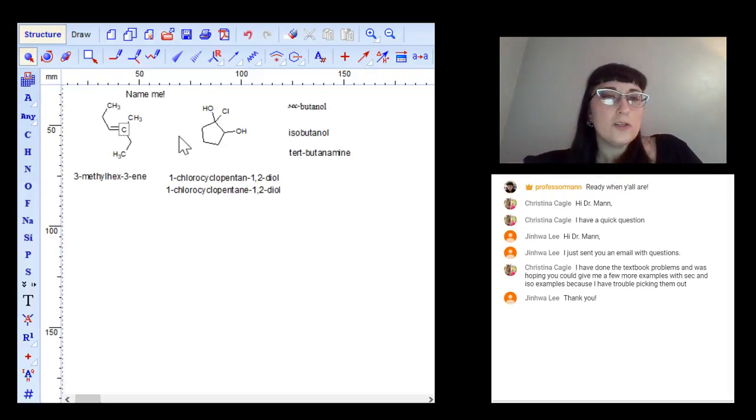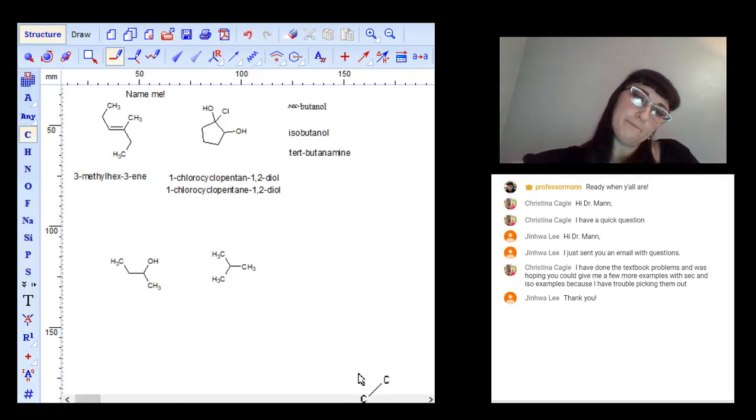Okay. So if we wanted to do sec-butanol, that is a regular butane that has a substitution on one of the second carbons, the secondary carbons. So that. Then if we wanted to do isobutanol, we would have to do an isobutane, which is one of the butanes that looks like this, but we are substituting it at that spot there.